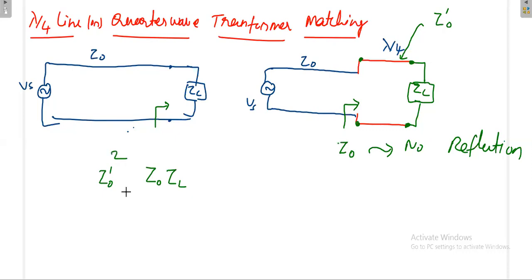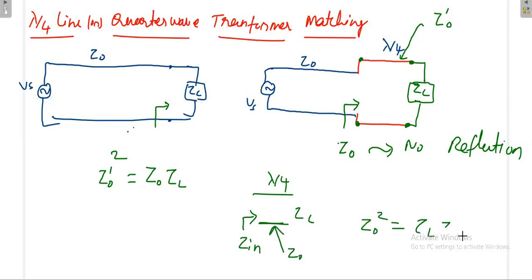Is it okay? Lambda by 4 transformer line. What is the concept of the lambda by 4 transformer line? I think in the morning we discussed: if this is lambda by 4, this is Zin, this is ZL, and the characteristic impedance of the line is Z0, then Z0 squared is equal to ZL into Zin. If you have lambda by 4 length of transmission line, the product of input impedance and load impedance is equal to the characteristic impedance squared.